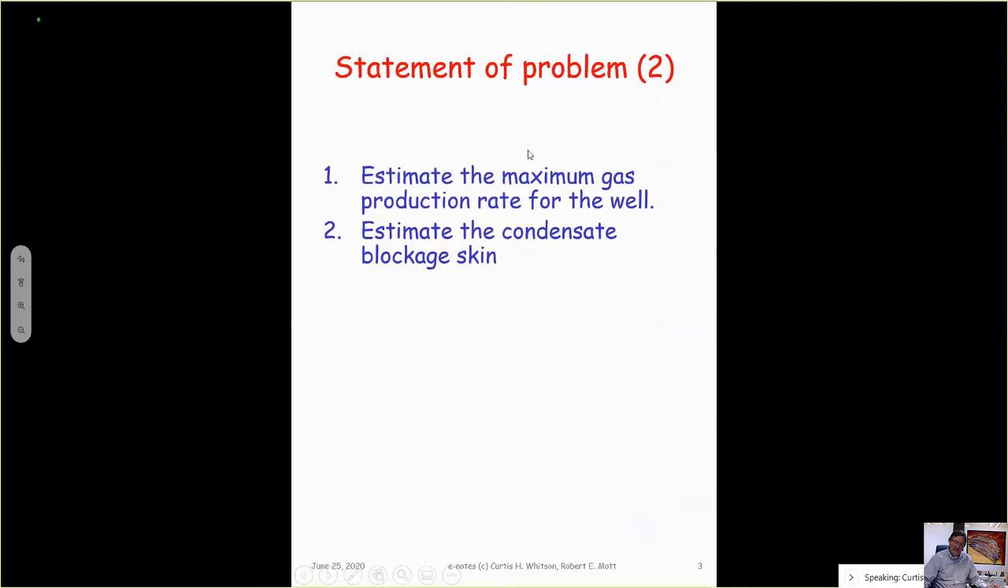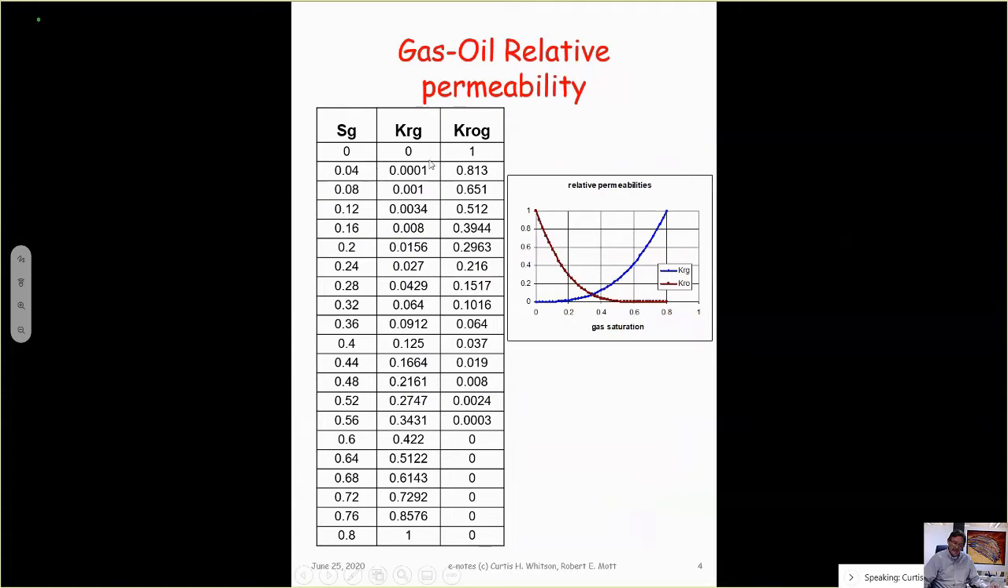So the problem statement is: estimate the maximum gas production rate for the well, and estimate the condensate blockage skin. Here's the rel-perm. I'm not sure why it's not plotted as KRG versus KG/KO. It should be somewhere plotted that way. That would be the first thing I would do. You can see the crossing point is at about 0.08, it looks like, which is in a reasonable range.